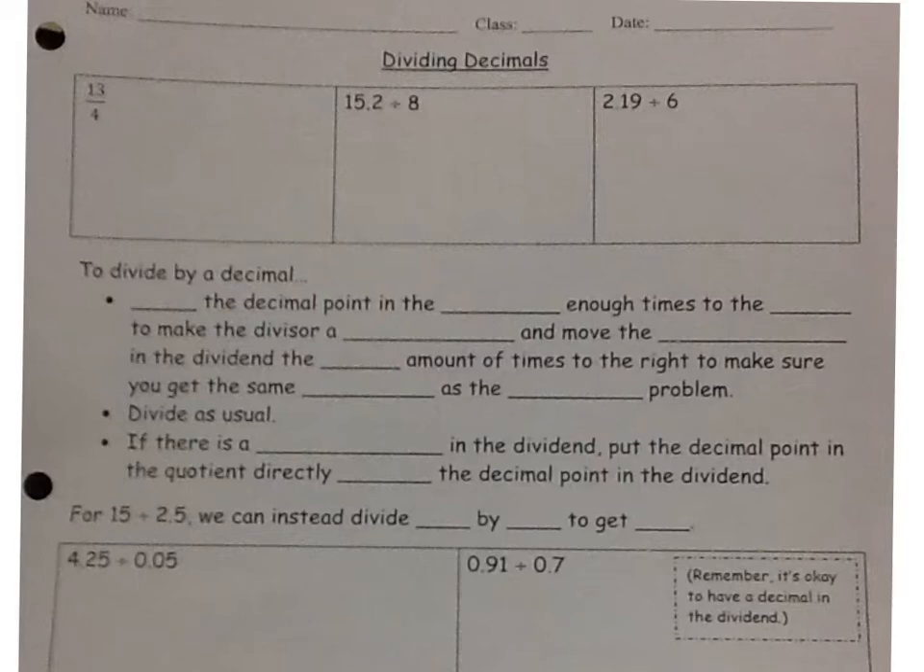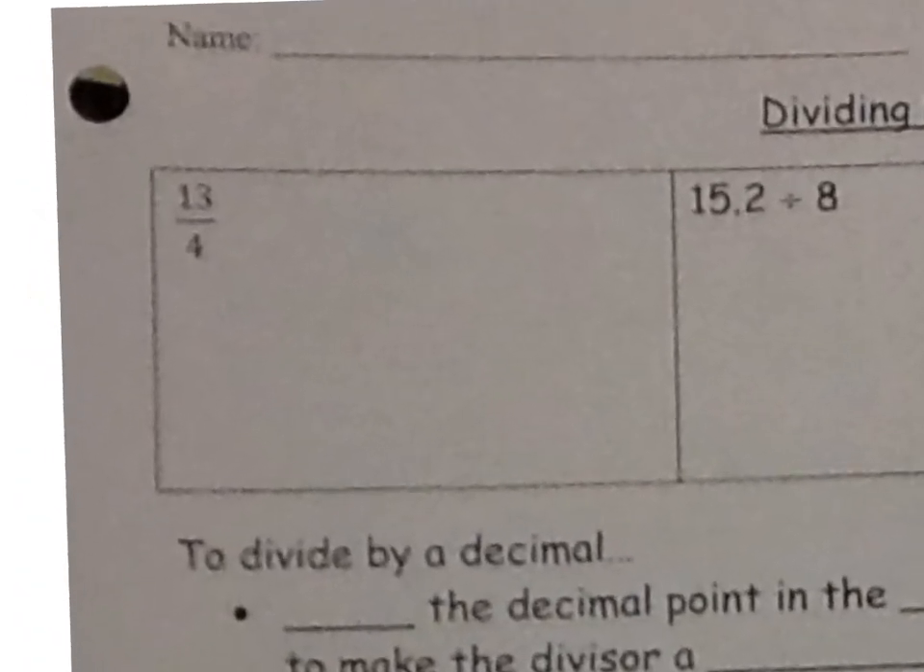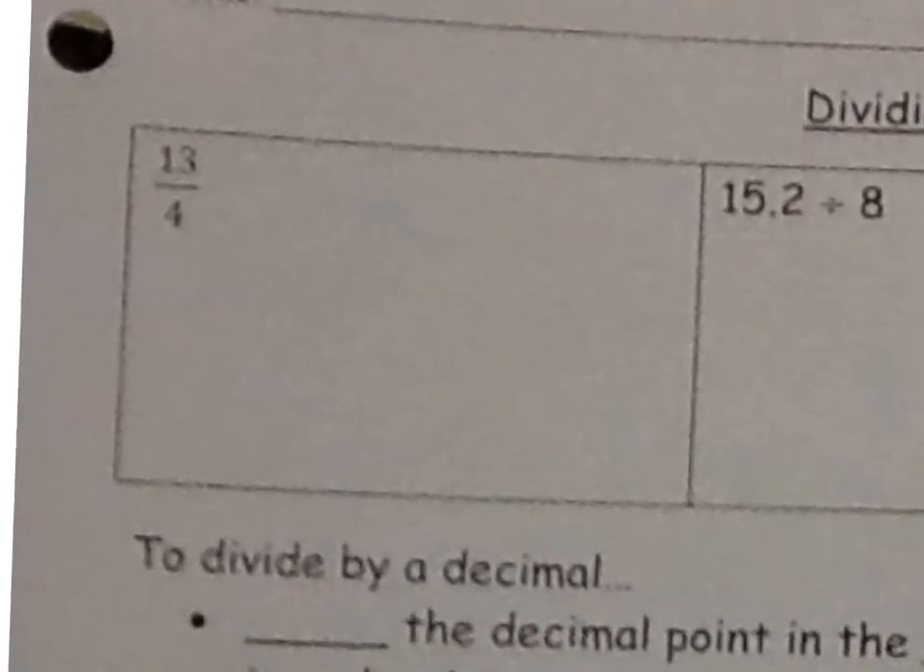About dividing decimals. The first section is dividing an amount by a whole number and getting a decimal answer. The very first one that we're going to focus on is 13/4, which means 13 divided by 4.